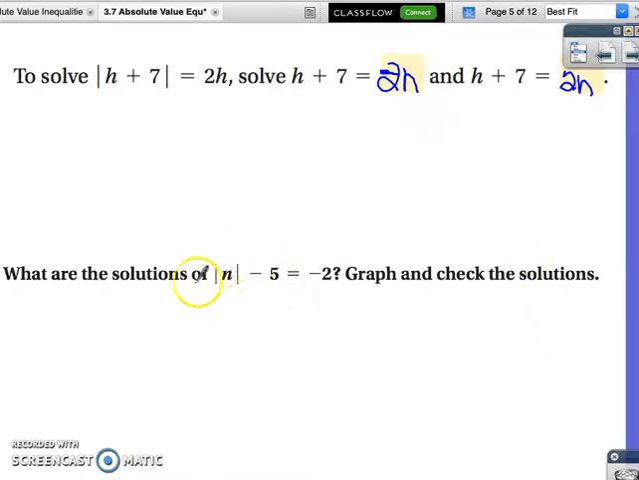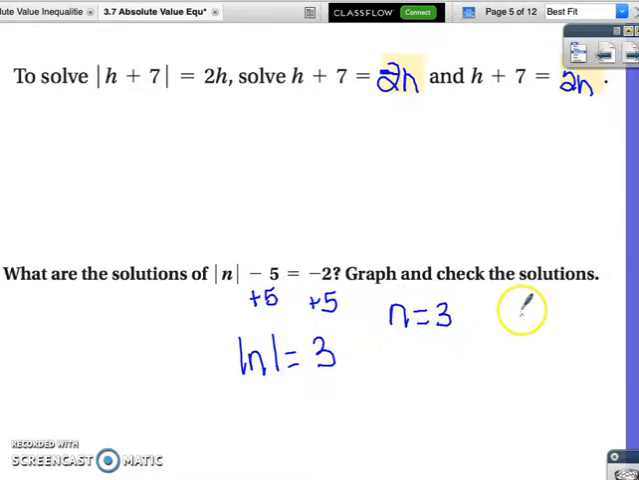So here you want to isolate your absolute value first. I want to add 5 to both sides. So the absolute value of n is going to be 3. So n is equal to 3 and n is equal to negative 3.